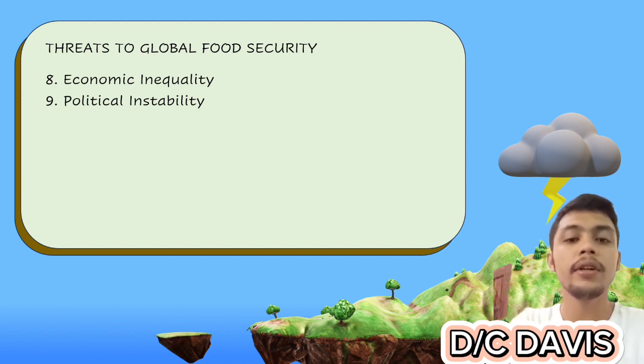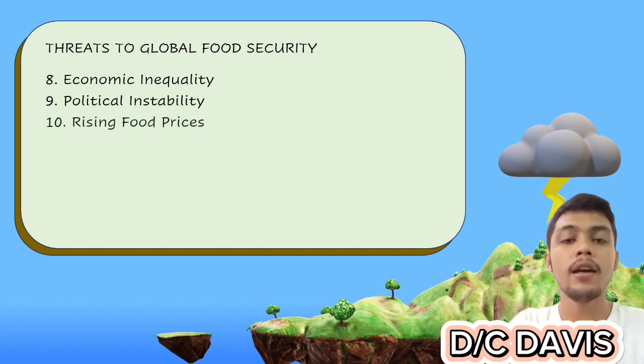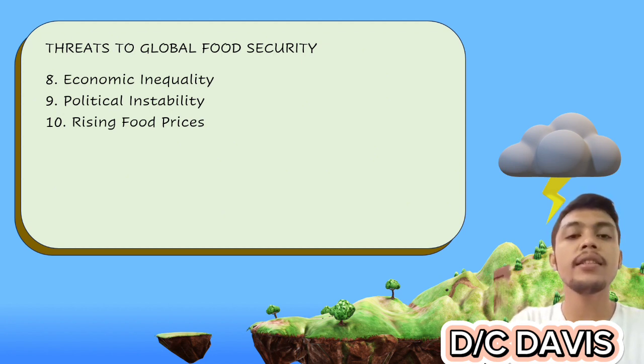And number ten is food inflation, or the food price increase. Inflation is a sustained increase in the prices of food items. It can be caused by a number of factors, including the rise in fuel prices, the weakening of our local currencies, and bad weather conditions that disrupt the supply of food.